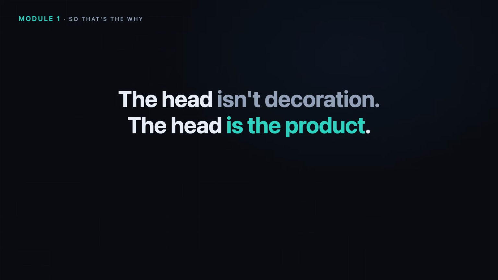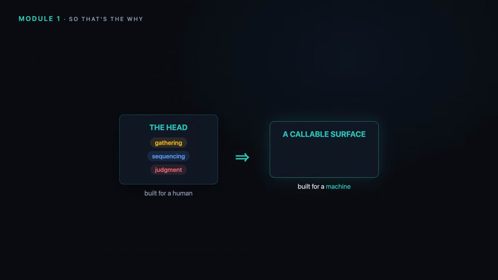So that's the why. The head was never decoration on top of your product. The head is the product, and the API was always the parts bin behind it. Converting to headless doesn't mean deleting the head. It means moving what the head knows, the gathering, the sequencing, the judgment, into a surface a machine can call.